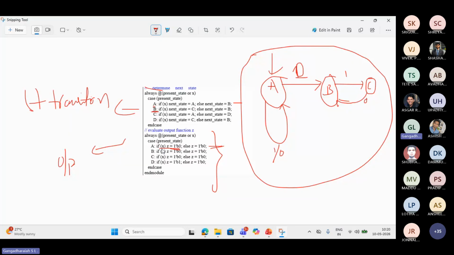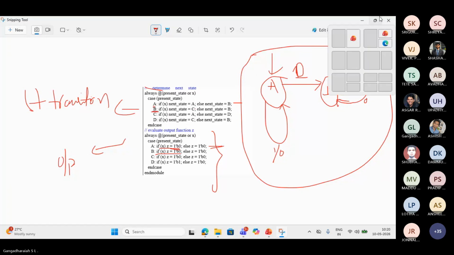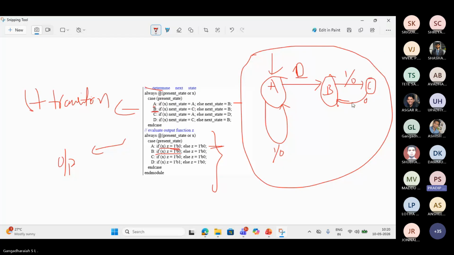With B, the output is 0. With C, let us say with C as the present state, is this clear? So when the next state is from B, when the next state is C, coming back, one minute. I think I directly went to C. Let me just check with C, X 1, C 0. No, sorry, this goes to D. I'm sorry, this goes to D.